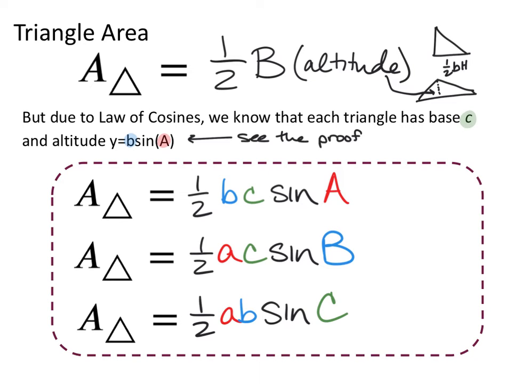This means that we have 3 new formulas for area based on what we were given. If we're given 2 side lengths and the angle, so side angle side, we can find the area of that triangle using these formulas: 1/2 bc sine of A, 1/2 ac sine of B, and 1/2 ab sine of C.